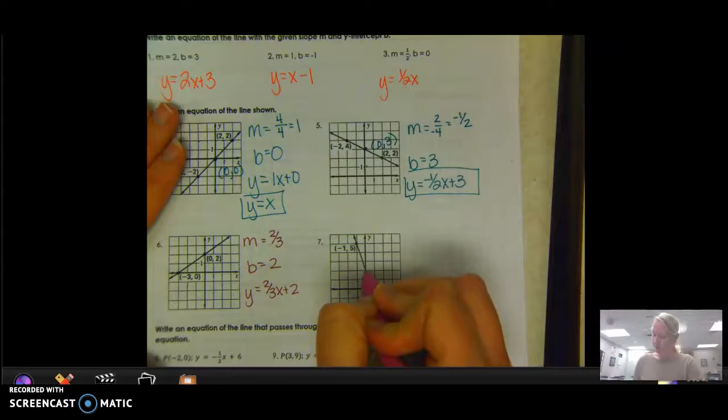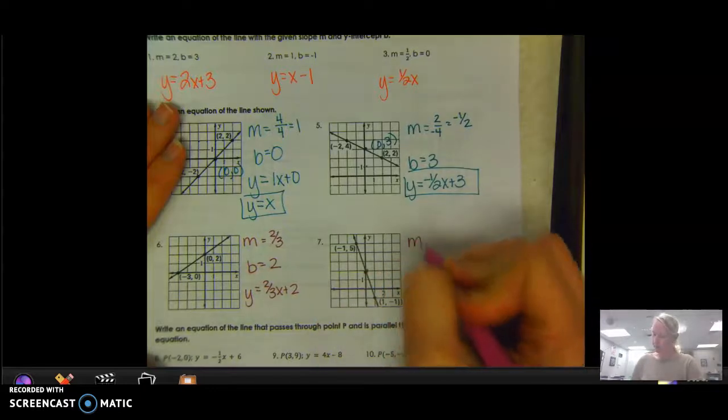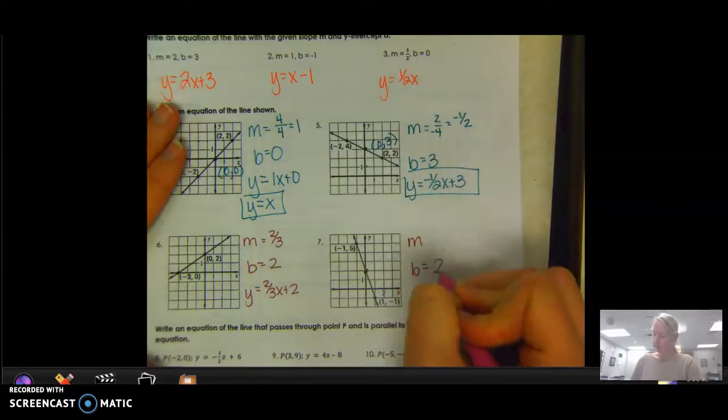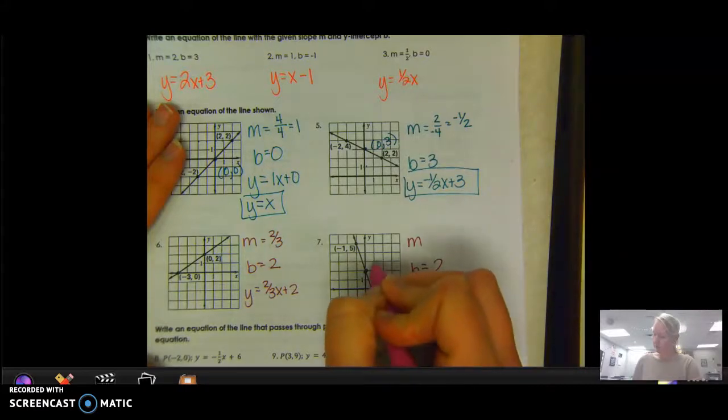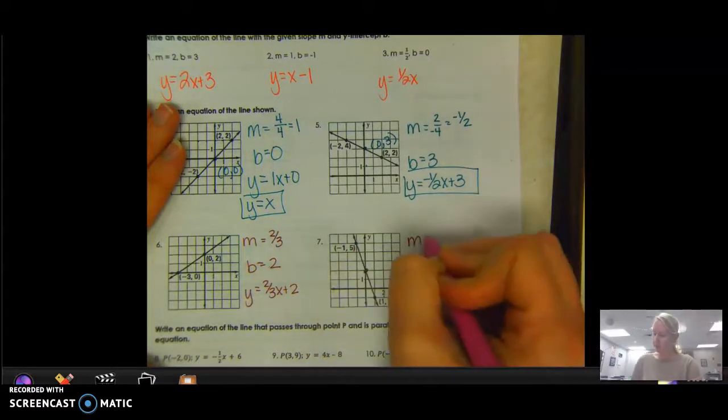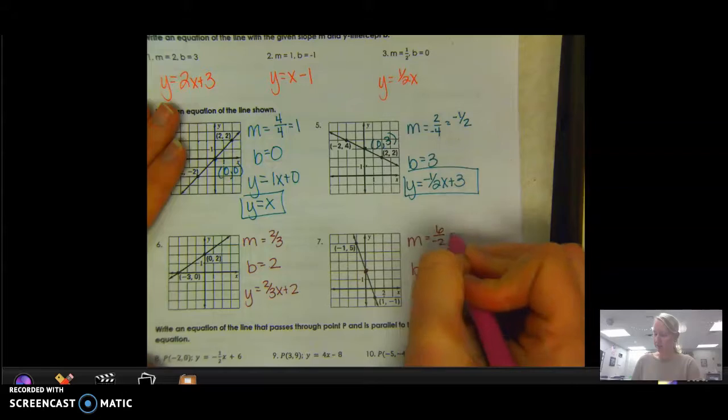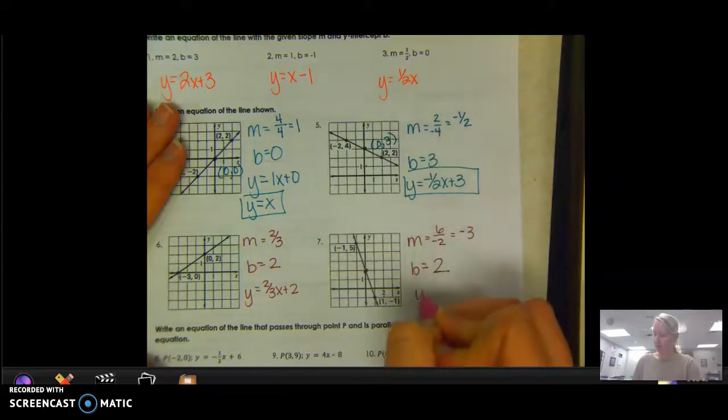One more. Here's your y-intercept. That is at 0, 2, so it's a y-intercept of 2. The slope goes up 1, 2, 3, 4, 5, 6, backwards 1, 2. So up 6, backwards 2, reduces to a negative 3 slope. So y equals negative 3x plus 2.